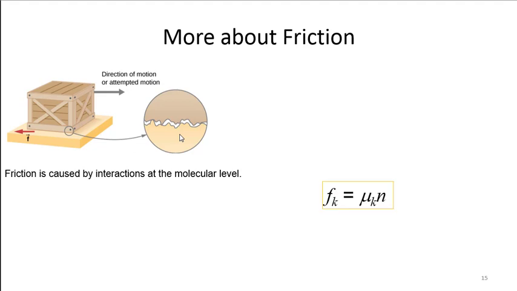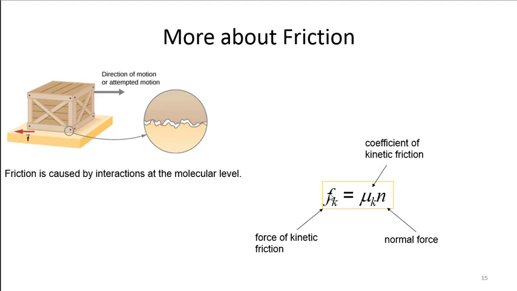It only depends on two things, okay? This is our symbol for the force of kinetic friction. It depends on two things. One of them is called the coefficient of kinetic friction. This is the Greek letter mu, so it's mu sub k. Mu sub k means coefficient of kinetic friction.